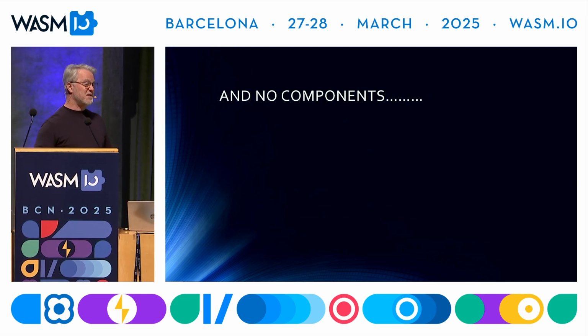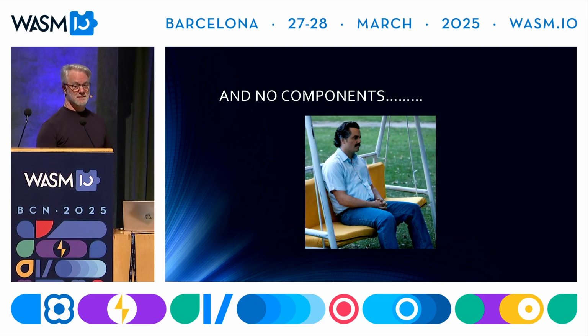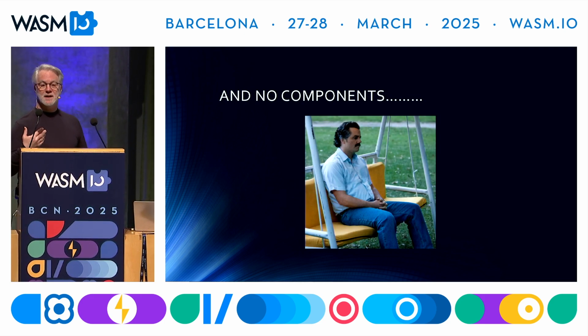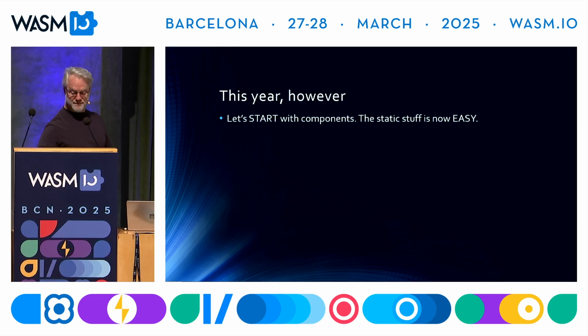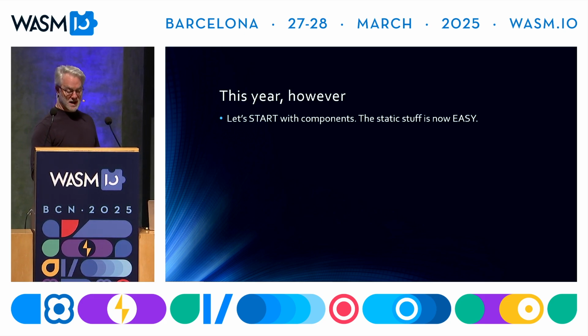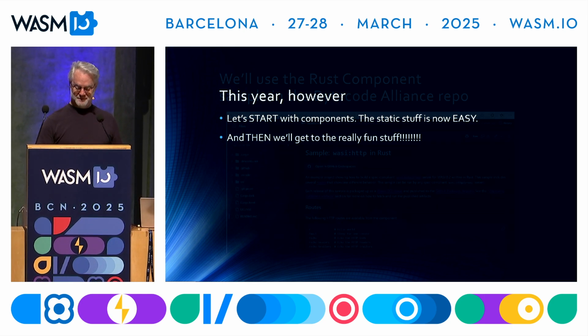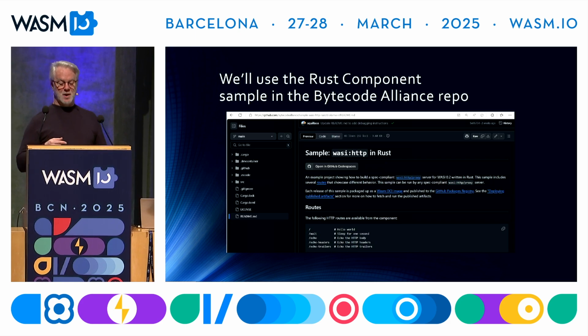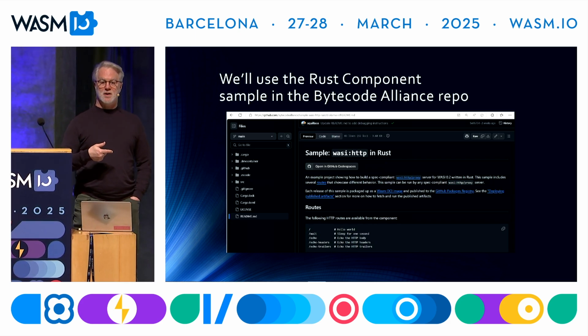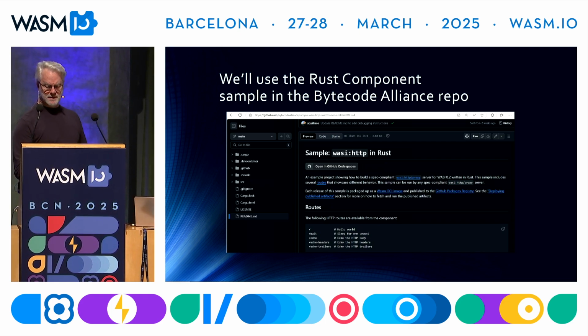But worse, I like components, and I couldn't do components. The debuggers wouldn't attach, and they wouldn't find any breakpoints. So this year, we can start with components. And the static stuff is now easy. I'll give you a look, and after that, somebody who talks can show you the tough stuff. So I'm going to use the Rust component sample in the Bytecode Alliance repository. It's very simple, WASI HTTP.